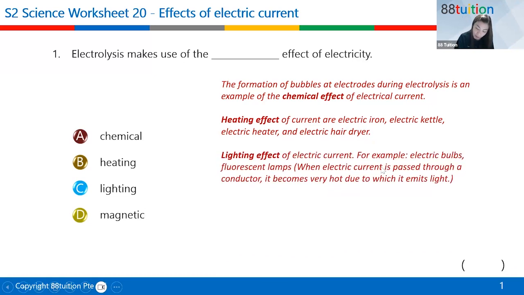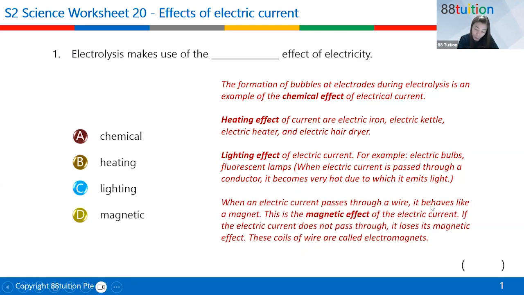There's a lighting effect of electric current. So talk about electric bulbs, fluorescent lamps. When electric current is passed through a conductor, like the filament of the light bulb, it's going to become very hot. It will glow so brightly that light is emitted. And when electric current is passed through a wire, it can behave like a magnet. So we learn about this, right? The magnetic effect. You have the electromagnet, created using electric current. Once we disconnect the electric current, no more current flows, and the magnetic effect of the electromagnet is lost. So in this case, quite clearly, the answer is A.